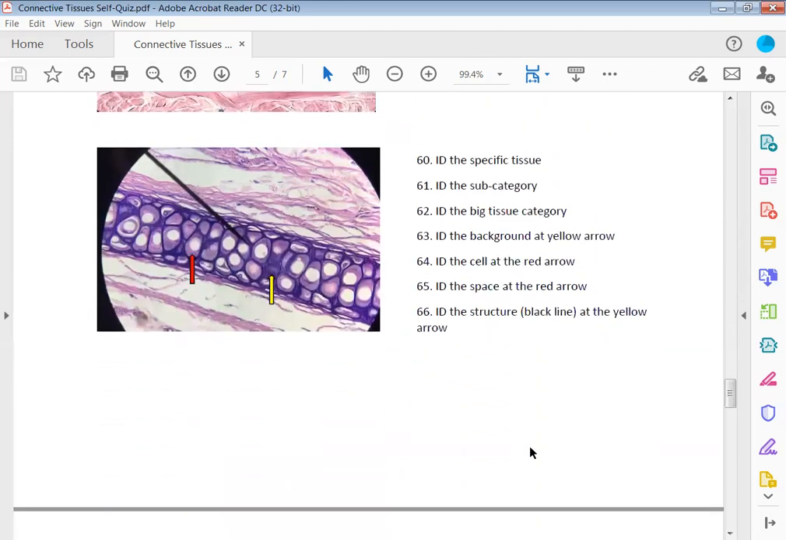Now number 61, or sorry, 60. 60, identify this specific tissue. You're looking at a very dark band. That dark band clues you in that this is going to be elastic cartilage.